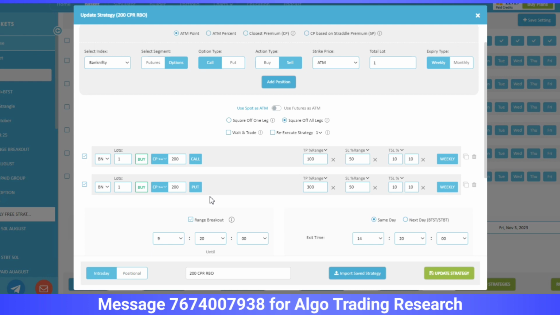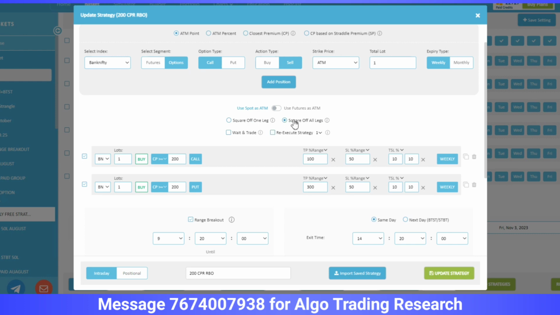Okay, understood here? Important thing. If you use square off all legs, then only one leg will be triggered, and if the stop loss or target of that leg gets hit, the entire strategy will get closed. If let's say the call is activated but somehow the put condition is also met without the stop loss of the call getting hit, then both the legs can get triggered here. So that is the meaning of square off all legs here.